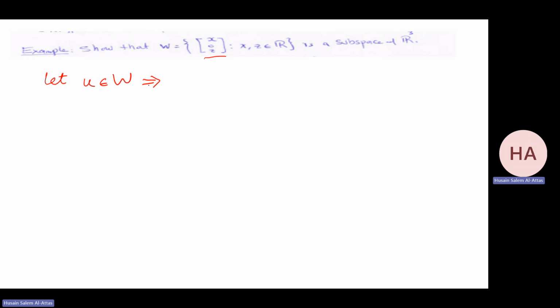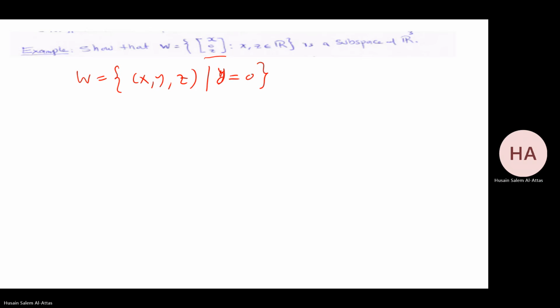So I let U belong to W. That means what? Let me rewrite this set: W will be all elements (X, Y, Z) so that the second element is always 0. And this is a subspace.